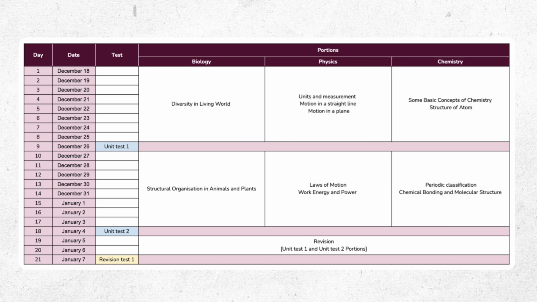The schedule has 4 columns: day, date, test and portions. Block 1 syllabus is listed here. You will get 8 days to study the chapters mentioned for biology, physics and chemistry. You should split these chapters and target to complete all these chapters in 8 days. On the 9th day, you will write unit test 1. After that, you will study block 2 syllabus for 8 days and you will write unit test 2 on day 18th. Before moving to next block, you will write revision test 1 for block 1 and block 2 syllabus. You will get 2 days for revision.